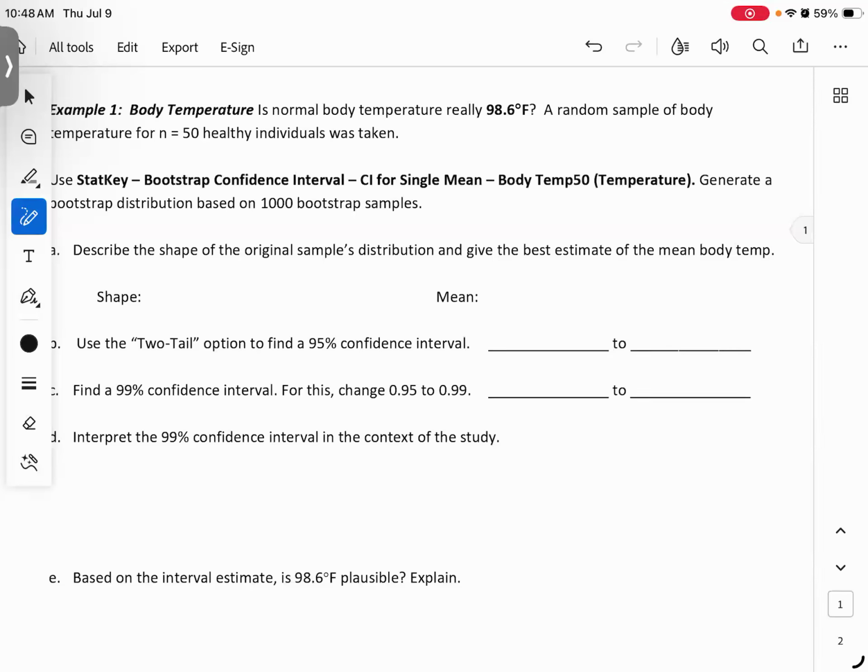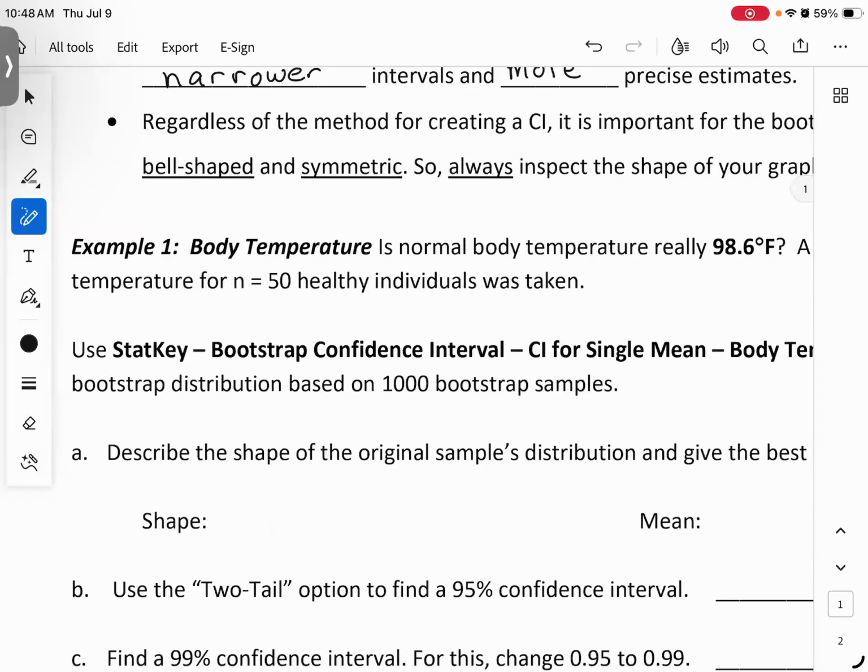Now, what we're going to do is take what they did, which is an original sample of 50 individuals, to see if 98.6 is a plausible value. Like, is it a reasonable value to be using to check whenever someone is feeling healthy or not? Now, what they did to get us started is, again, they did 50 people who were healthy.